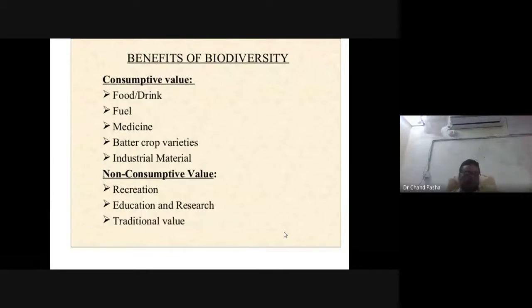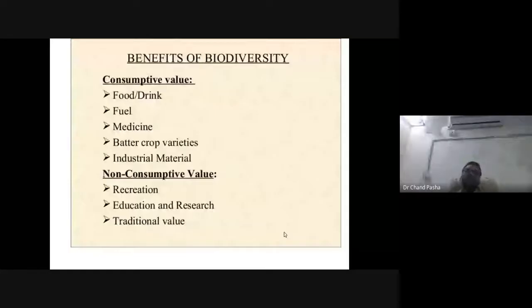For medicines, Ayurvedic and allopathic medicines also, if you want to produce aspirin, you require a lot of solvents and precursors which come from nature itself. So for medicines also, we require biodiversity, and better crop varieties. You must have studied crop selection. In crop selection, we need resistant varieties and better yielding varieties, and hybrids are created between these two. So the parental stage we need to get from nature itself.